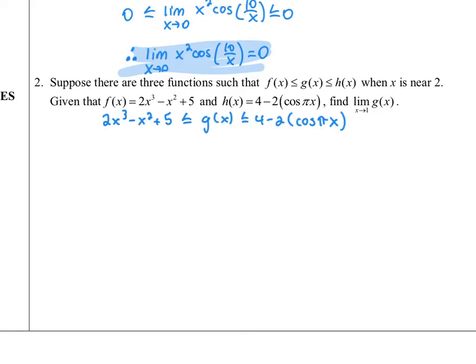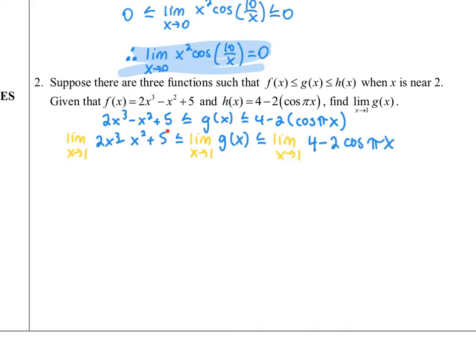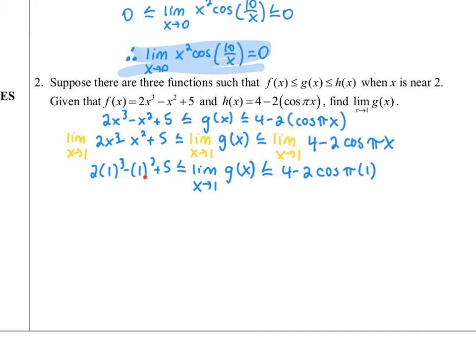So I've just put them in this order right here, and now I'm going to do the limit as x approaches 1 of each of these three parts. And my next move is going to be to evaluate each of the two limits on the left and on the right, and I'm going to do that just by doing a direct substitution. So I'm just going to take the 1, plug it in for the x's, and that gets me to this step.